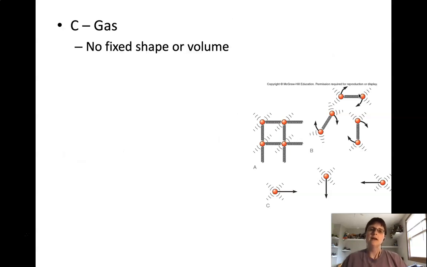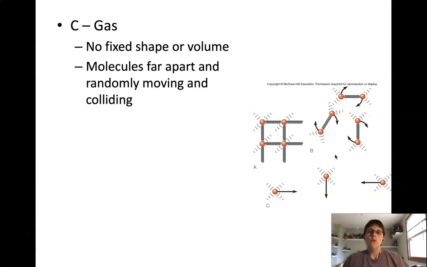Our last common phase on the planet is the gas, which is letter C down here, and it has no fixed shape or volume. Think about a balloon. When you blow up a balloon, the balloon is the solid material, but the gas inside of it is not fixed, right? You can squish it to make new shapes, and the volume can change. If you heat it up, it can expand. If you cool it down, like you put it in a freezer, it can shrink.